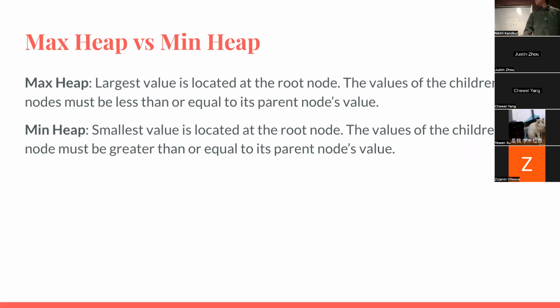Now, the difference between max heaps and min heaps. For max heaps, the largest element is at the top, and as you work your way down, the elements get smaller and smaller. Min heaps are just the reverse. Your minimum element is at the top, and they get larger and larger as you go down. Any questions so far on these definitions? Okay.